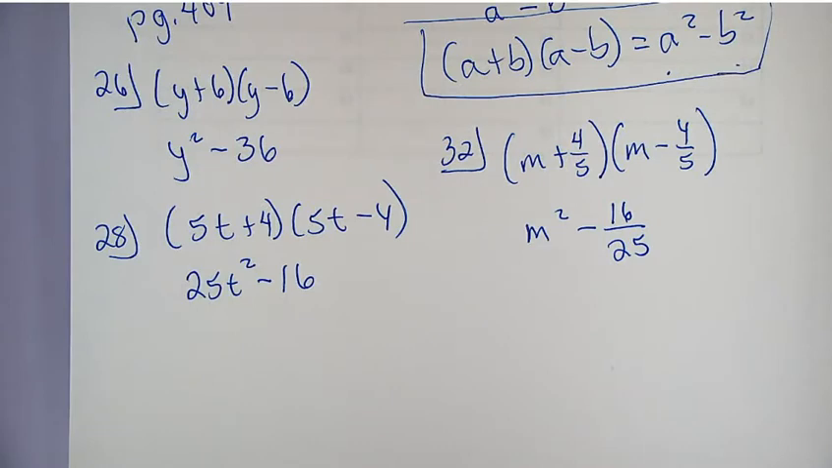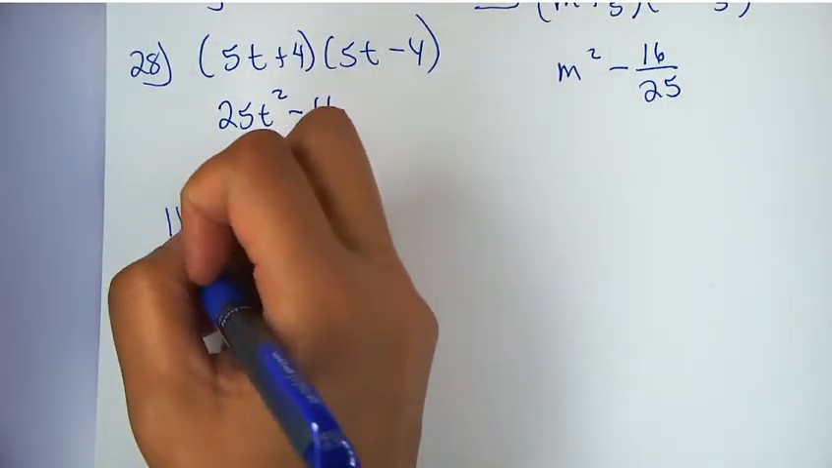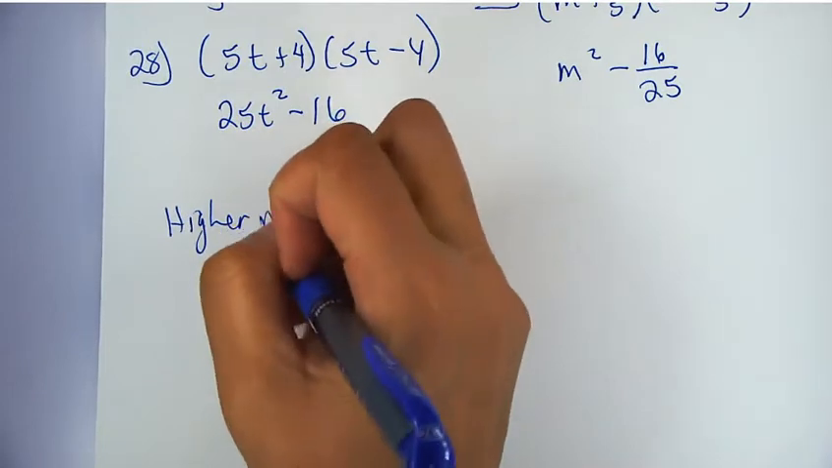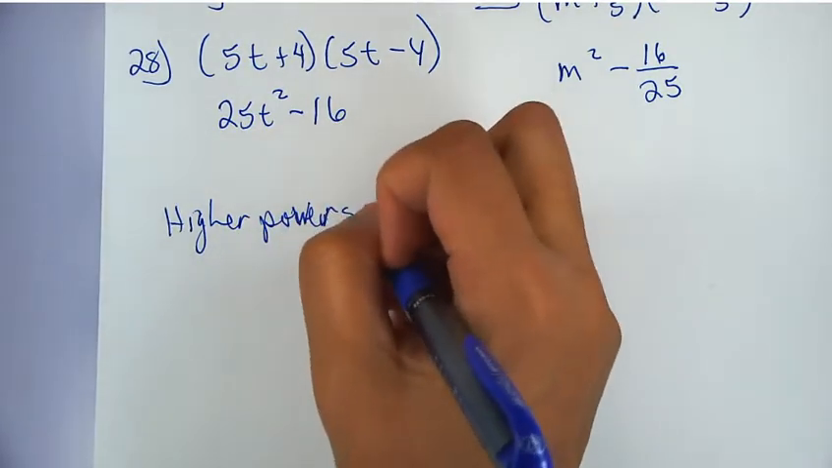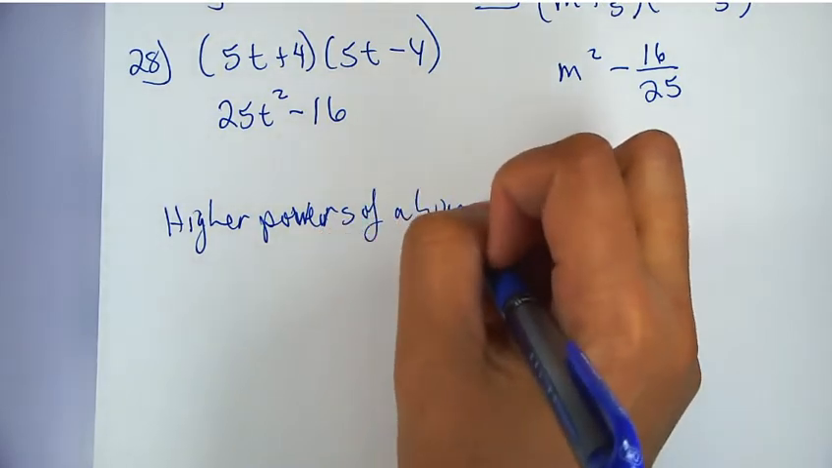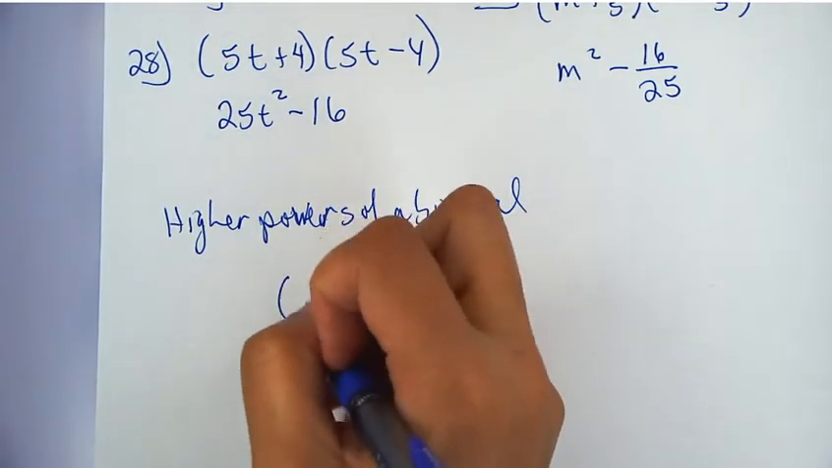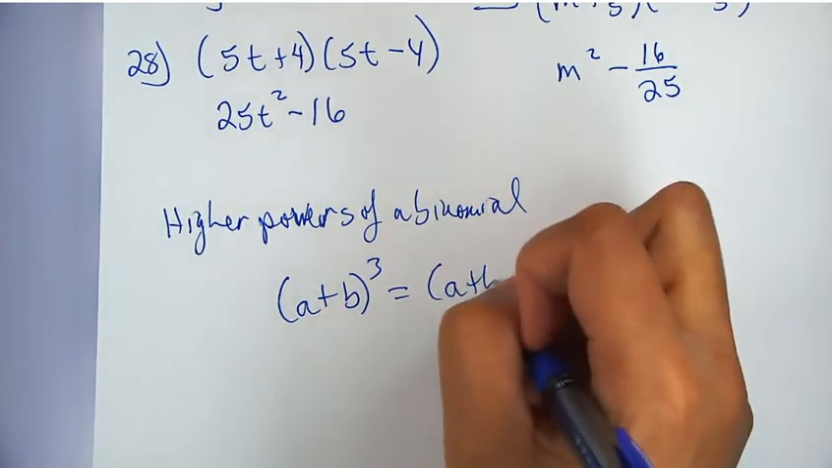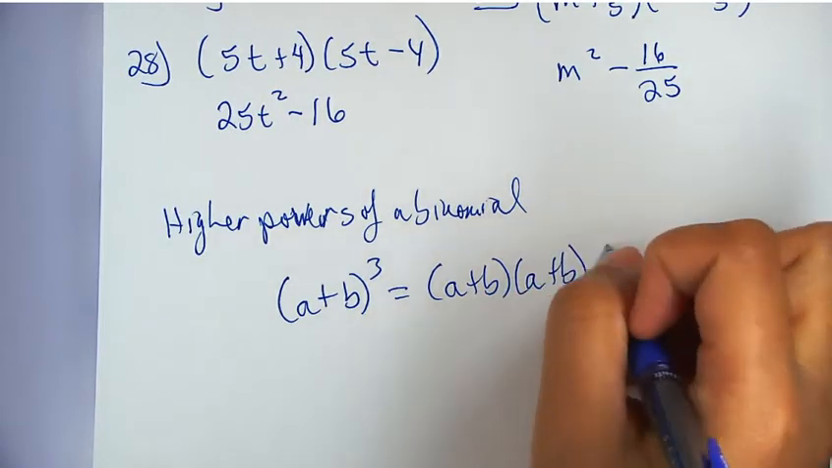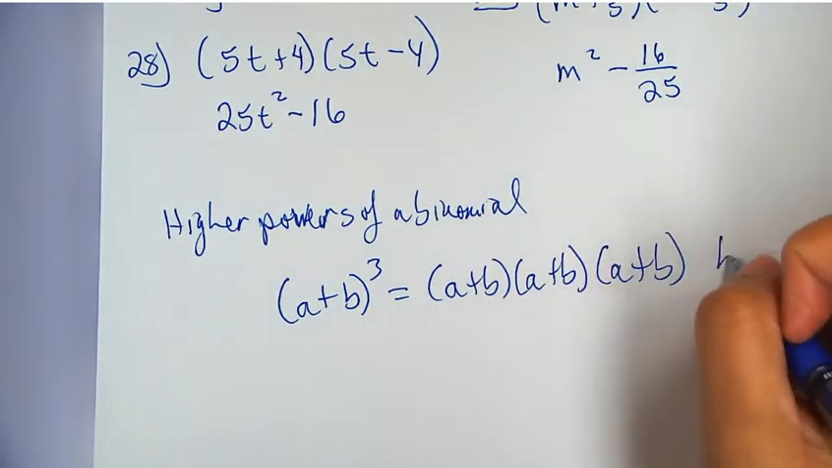All right. So what if we have a plus b raised to higher powers of a polynomial? What if we have higher and higher powers of a binomial? So if we have higher powers of a binomial. For example, if I had a plus b cubed, what you want to do is you want to do a plus b times a plus b times a plus b, and just break it down.